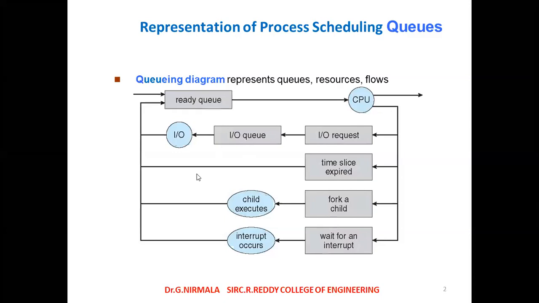This is the queuing diagram that represents your ready queue and IO queue. IO queue is also known as your device queue. Take a screenshot or just note down the diagram. This is the ready queue. This is the CPU. Everybody knows CPU means central processing unit. Entire execution of any process is done by the CPU only.